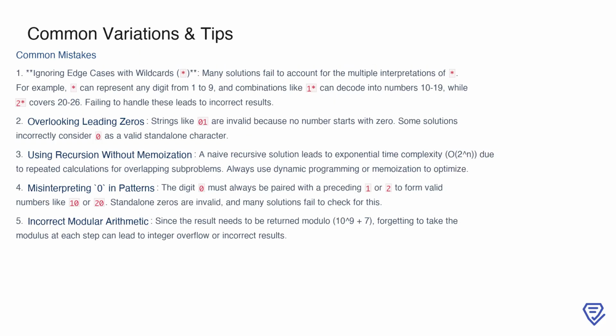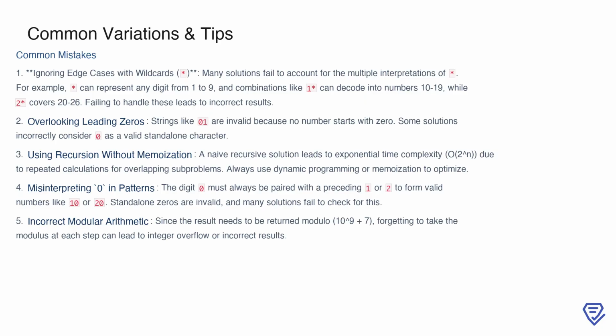When solving this problem, there are several common mistakes to watch out for. First, failing to properly handle wildcards, or asterisk, is a frequent issue. Remember, asterisk can represent any digit from 1 to 9, and combinations like 1 asterisk or 2 asterisk expand the decoding possibilities significantly. For example, 1 asterisk can represent numbers from 10 to 19, while 2 asterisk corresponds to 20 through 26. Overlooking these interpretations can lead to incorrect results.